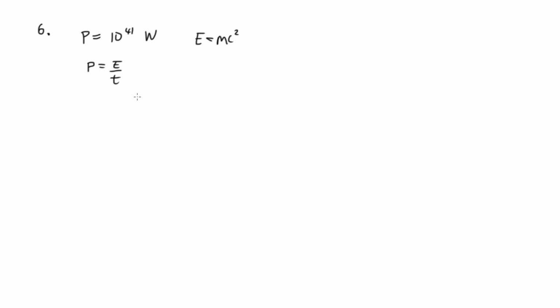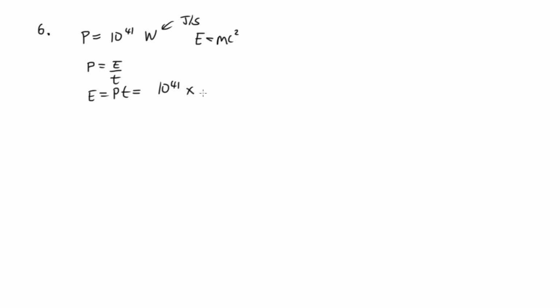So using this power equation, we've got energy is equal to power times time. So that's 10 to the 41. And we're asked to express our answer in solar masses per year. So what we'll want to know is what's the total amount of energy that's radiated in a year. So watts, that's SI units, which is equivalent to joules per second. So what we're going to need to do is multiply this by the number of seconds in a year, and then we'd end up with the number of joules in a year.